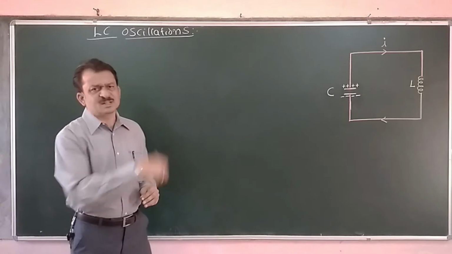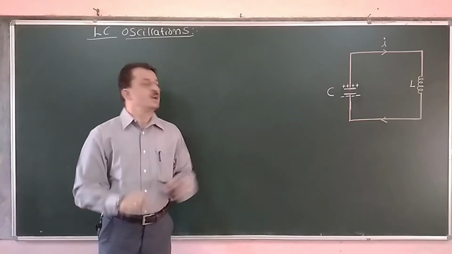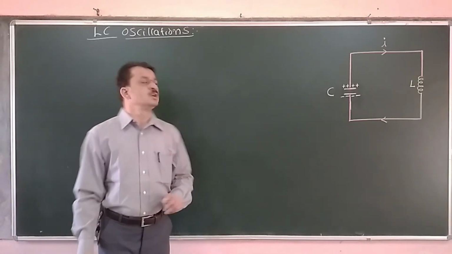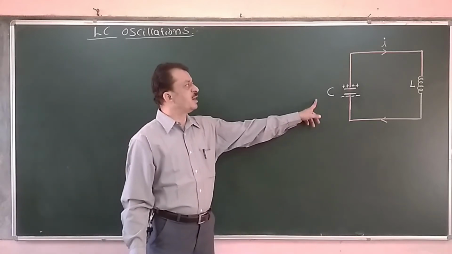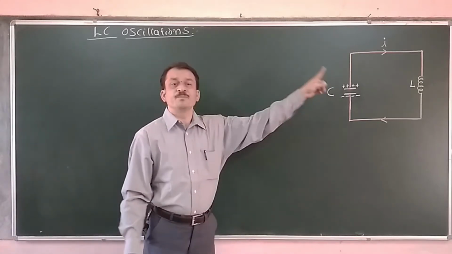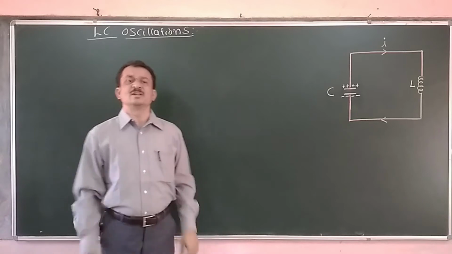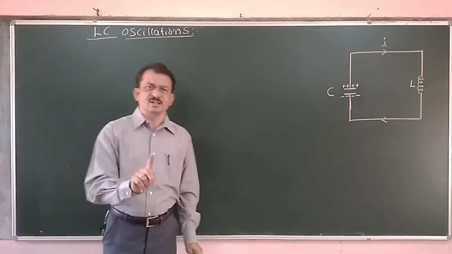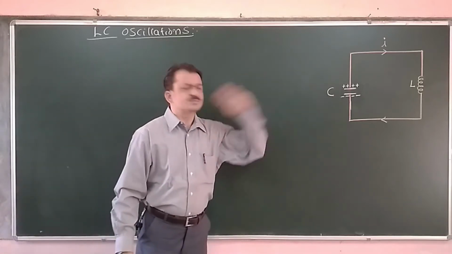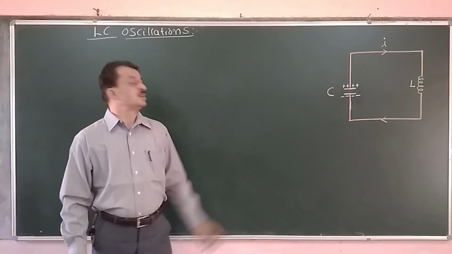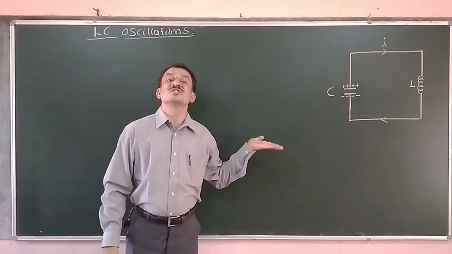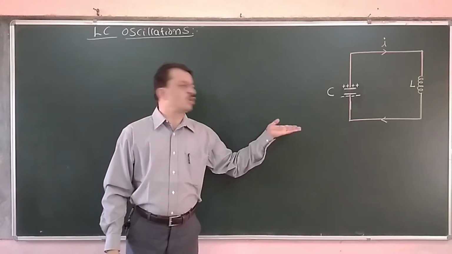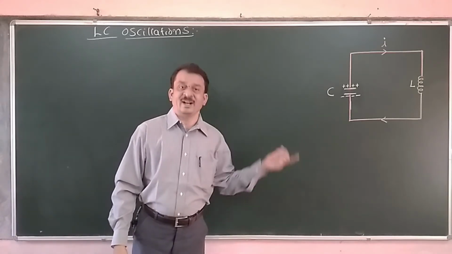Now these two exhibit oscillations. In the same way, in this LC circuit, the charge on the capacitor as well as the current flowing through the circuit both exhibit electrical oscillation, and hence this network is called an LC oscillator.